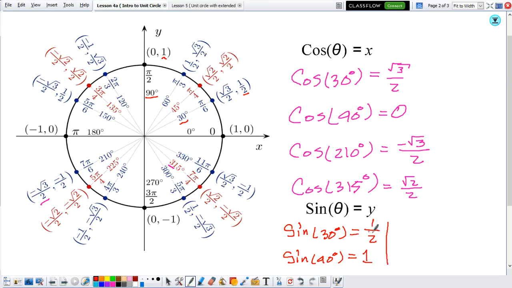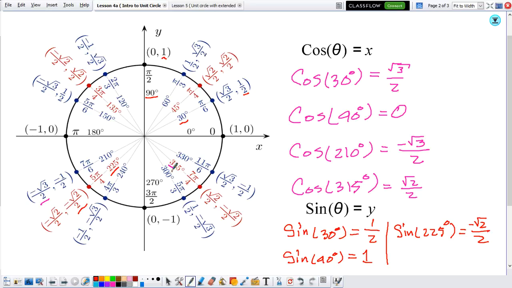Let's do one last example here on the side. Let's try to find the sine of 225. Here's 225. Here's its coordinate point. I want the sine, so I look at the y-coordinate. Remember, it's x comma y, so here's the y-coordinate. That means that my answer is negative square root of 2 over 2.